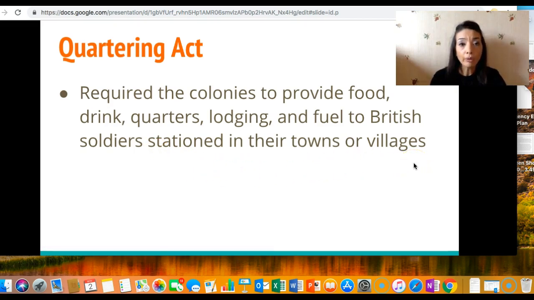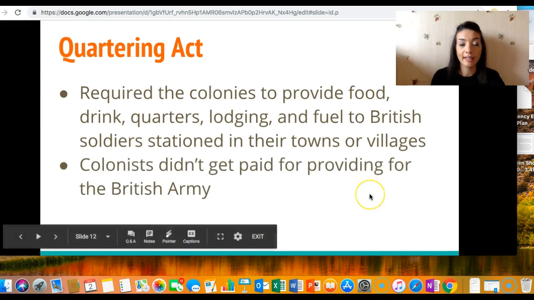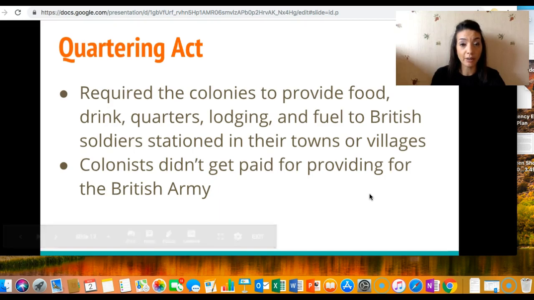So the Quartering Act is saying that you have a house, you have to give up your bedrooms, you have to give up your living room, the soldiers get to stay there, and you have to feed them. And if you have fuel, like wood or coal, then you have to be able to give that to the British soldiers. Okay? Now, colonists, when they put up the British soldiers in their houses, didn't get paid for providing quarters for the British Army.